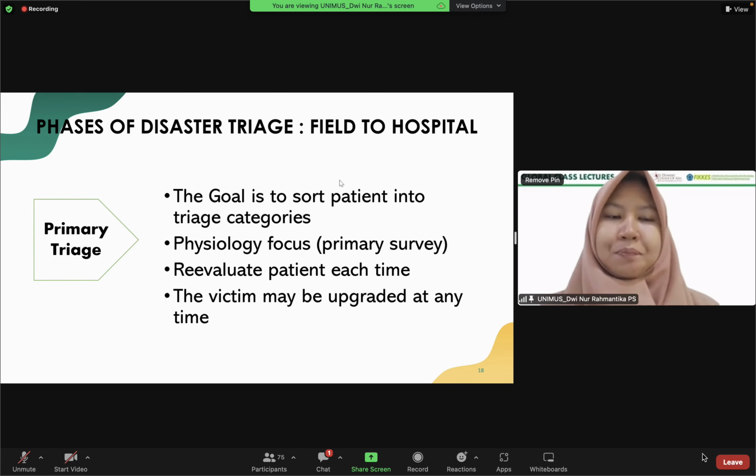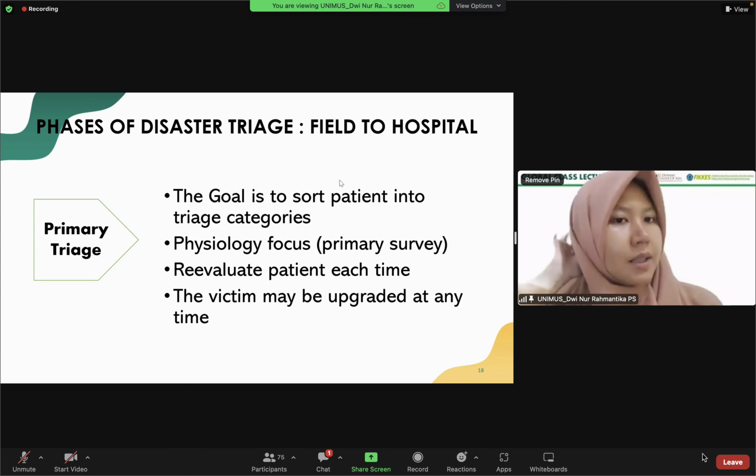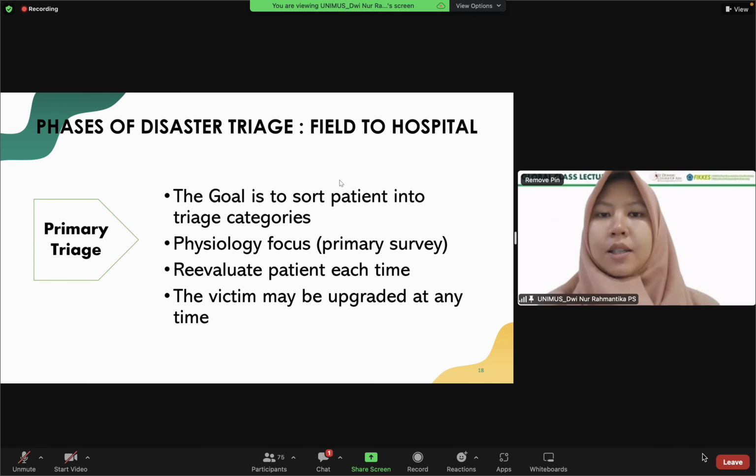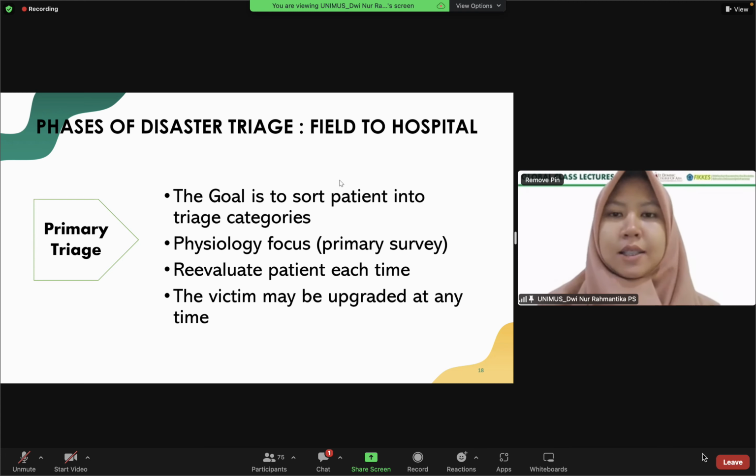We have 3 or 4 phases to conduct this. Why? Because, as I said at the beginning, disaster triage is not only conducted in hospital, but mostly out of hospital, or pre-hospital. So these phases explain the steps of bringing the patient from the field to the hospital. The first is the primary triage. From the name you can see this is the initial one, the first time we map the patient, and the first thing that we should do.